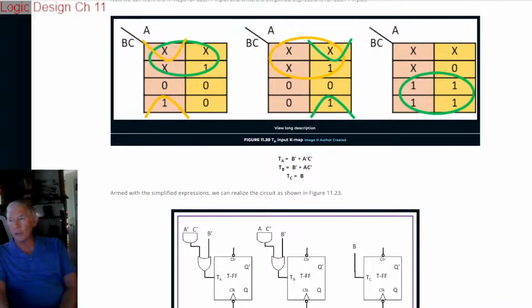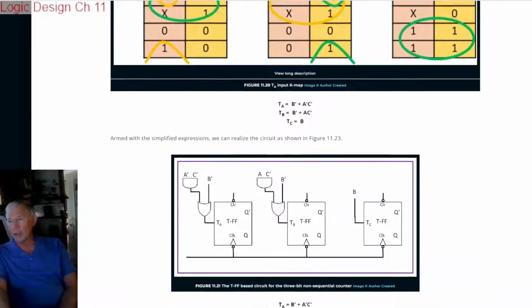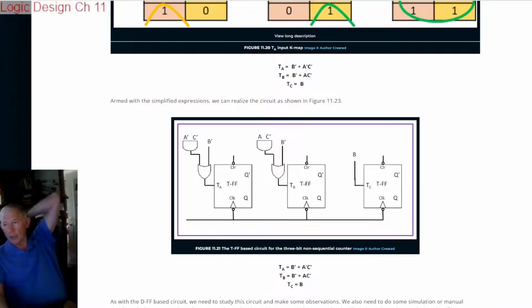And here are the K-maps. And you can see we have a group of four and a group of two, a group of four and a group of two, and a group of four. And this gives us A prime C plus B prime, AC prime plus B prime, and just B. Those are the 3 inputs for TA, TB, and TC.